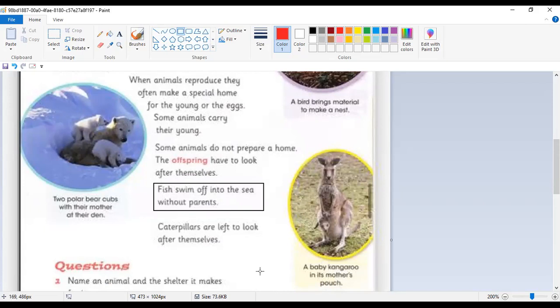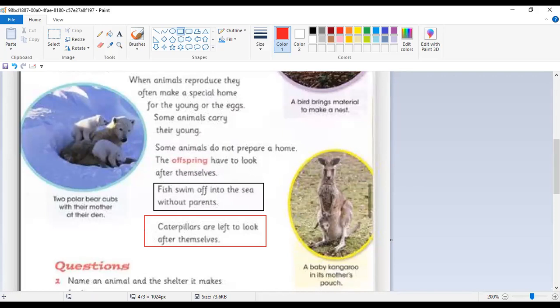The next example is a caterpillar. The caterpillar is the same as a butterfly. She attaches her egg to a leaf or to some place where it is safe, and at the same time it can get enough nutrition, enough food to grow up.